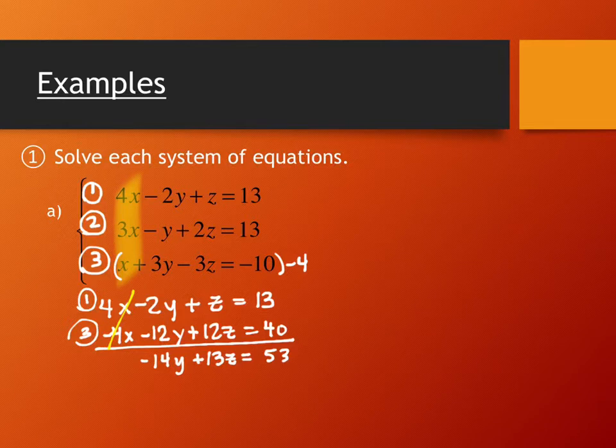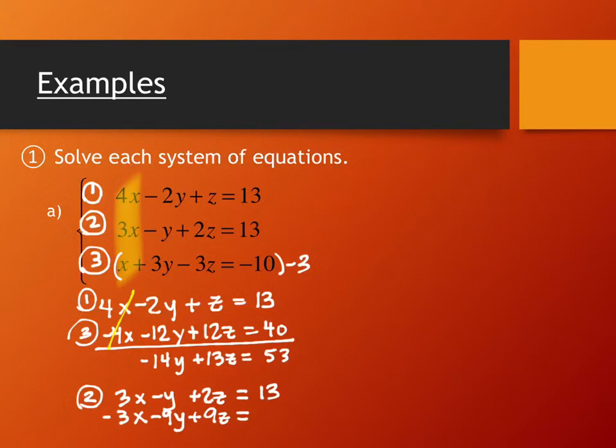So let's take equation 2. So equation 2 is 3x minus y plus 2z equals 13. And then what will I need to multiply my equation 3 by to get the coefficients of x to match? Yeah, -3. And by match I mean to have the same value, different signs. So -3x, -9y, and then I have positive 9z, I believe. Did I? Yep. And then it equals 30.